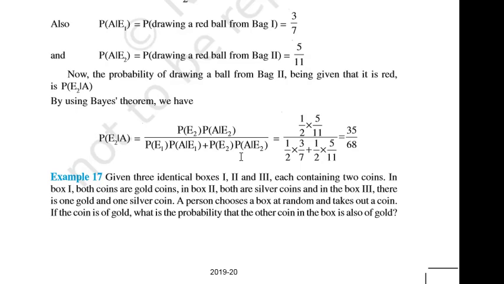Now you can remember this formula. When I am saying P(E2 given A), first I write P(E2), then P(A given E2). So you have to reverse this. Divide by the sum over whatever different partitions you have. Since I have two partitions, I will write P(E1) into P(A given E1) plus P(E2) into P(A given E2). The same terms you can see here. So this is the formula. You put in all the values you have got and you will get the possibility. So P(E2 given A) is 35 divided by 68.